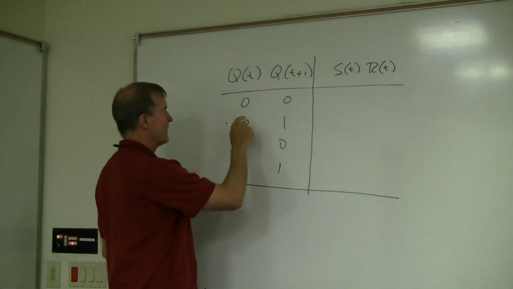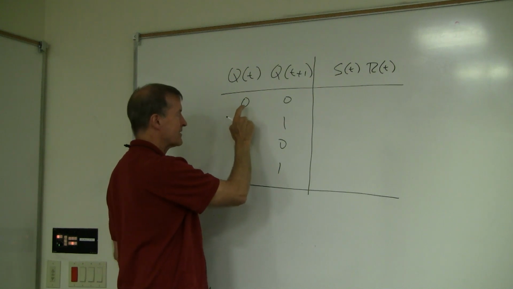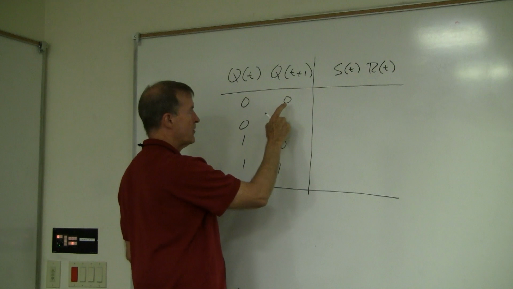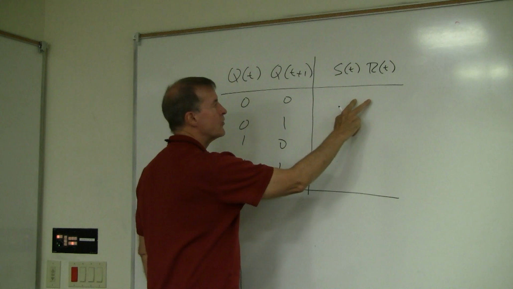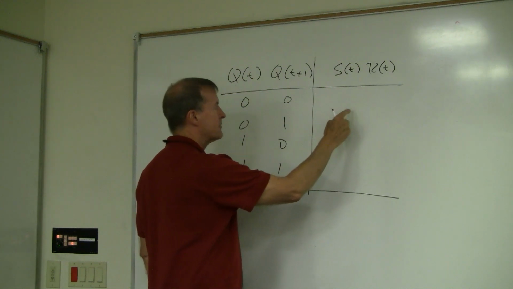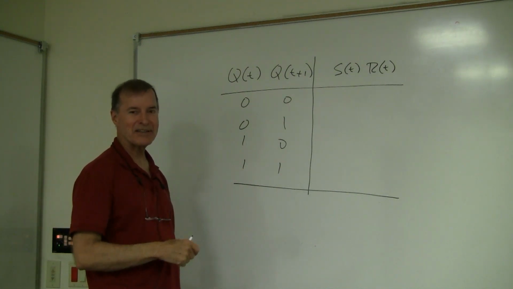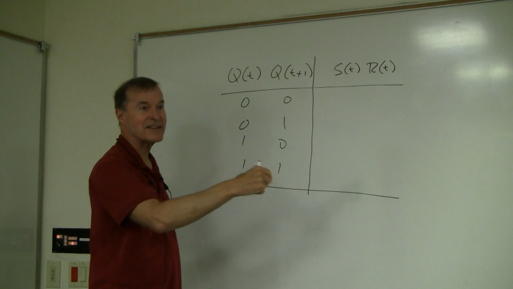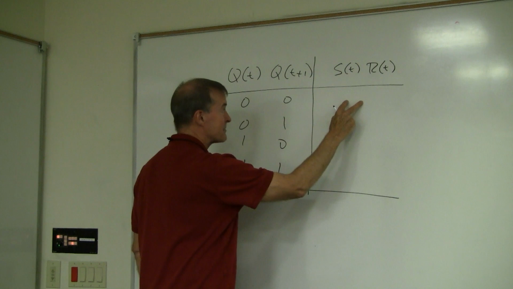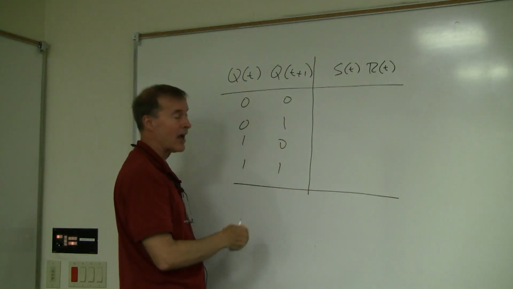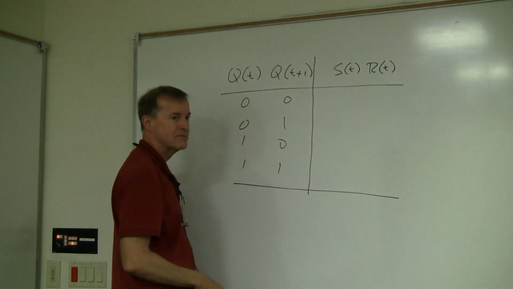So look, if the state at time t is 0, and you want the state at time t plus 1 to also be 0, what do you have to make S and R in order to do this? You know, this is kind of like learning subtraction, when you were a little kid: 5 plus what is 8? So here's the thing. What must this be to make this transition? What must S at time t and R at time t be in order to make this transition?